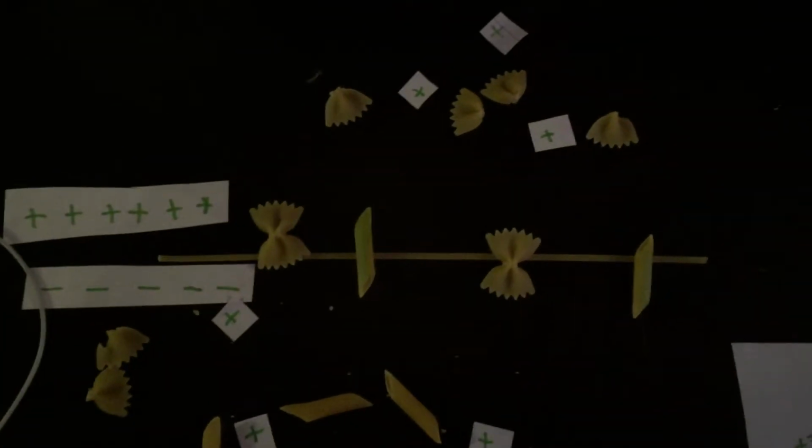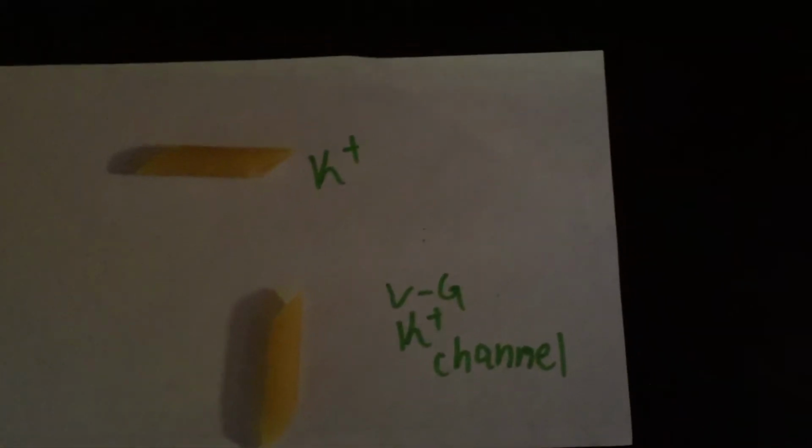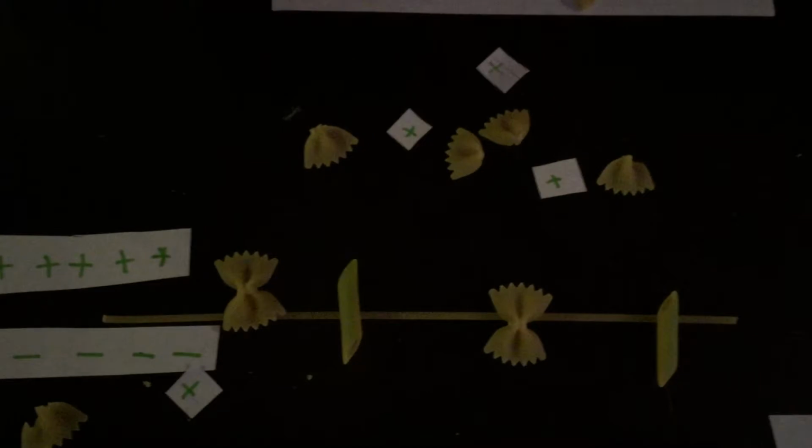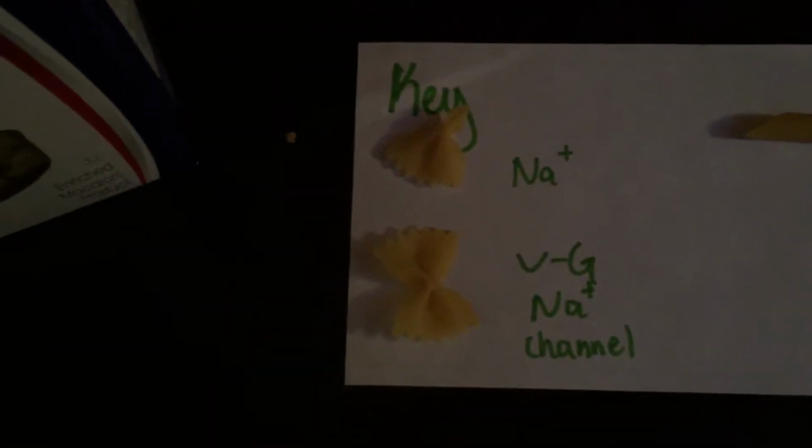So let's go over our pasta anatomy. Most important fact is that penne is potassium. Penne is potassium. That means that there's a lot of penne, potassium, on the inside of the cell. And there's some penne channels that would let potassium out if they were open. Our bow ties, these are sodium.